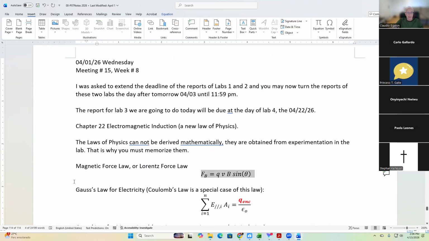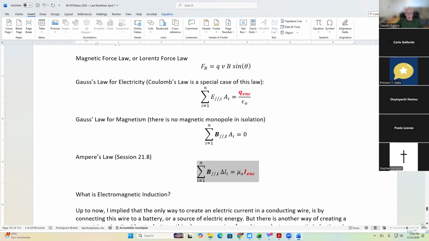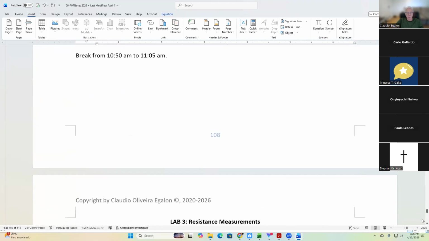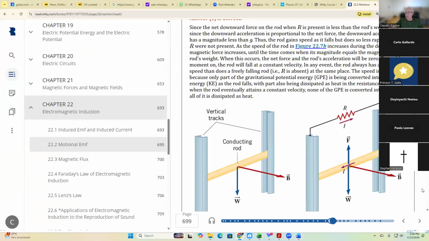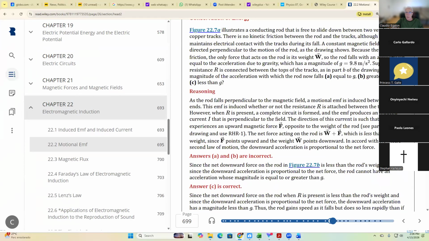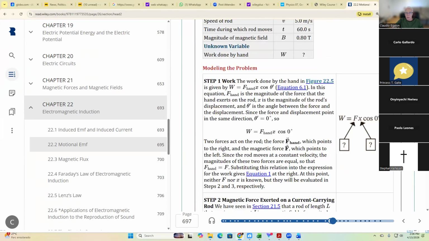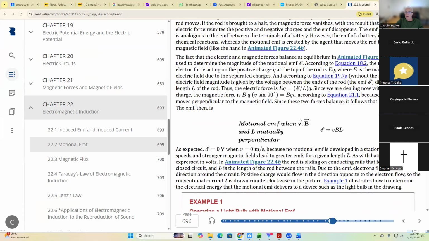Here, the magnetic force law. Here's Gauss's law for electricity. Here's Gauss's law for magnetism, and here's Ampere's law. But then we have one more law of electromagnetic induction, which is named after Faraday. Let's take a look here. You've got to memorize not just this equation, but also you have to know how to use it. Let's see, where is the equation right here?